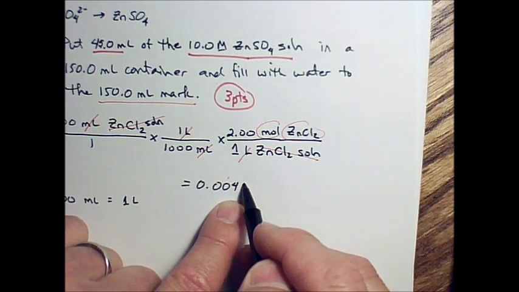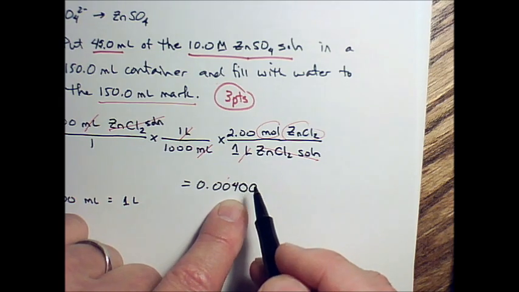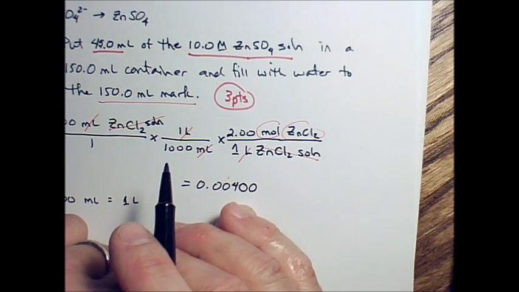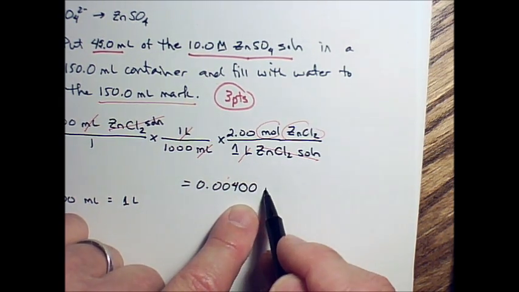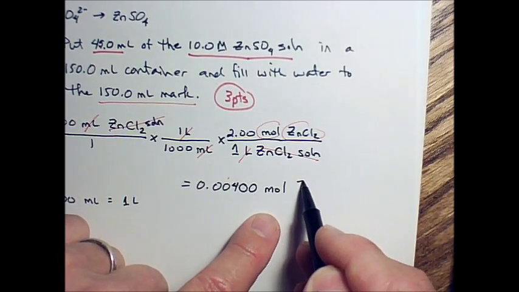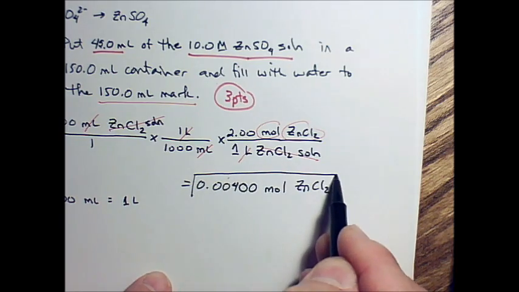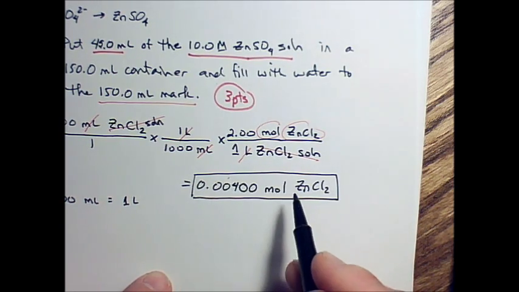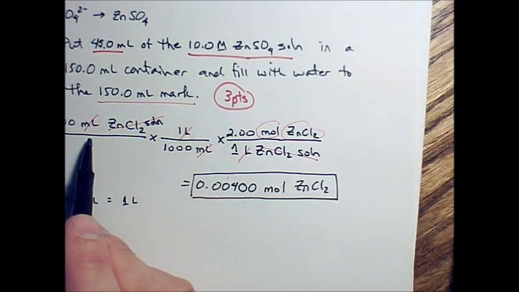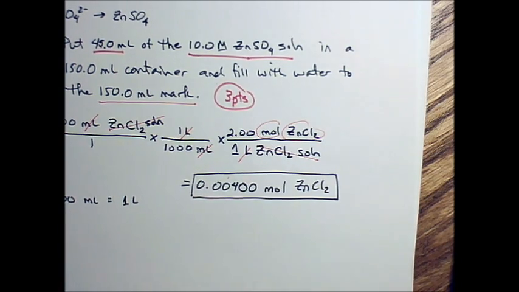What do I do to show this answer? Add 2 more zeros or put 2 more zeros on it. That now has 3 significant digits. Units I have left are moles. Species I have left is zinc chloride. Okay, and that's the answer to the question. How many moles of zinc chloride are there in 2 milliliters of a 2-molar solution of zinc chloride?